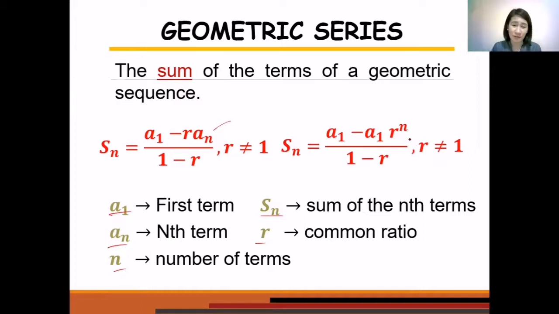But if you want to use the first formula, which you think is easier, okay, because it doesn't involve much exponent, pero kasi si a sub n may exponent din naman eh. So derivation lang naman po ito. You can still use any wherever you are comfortable.